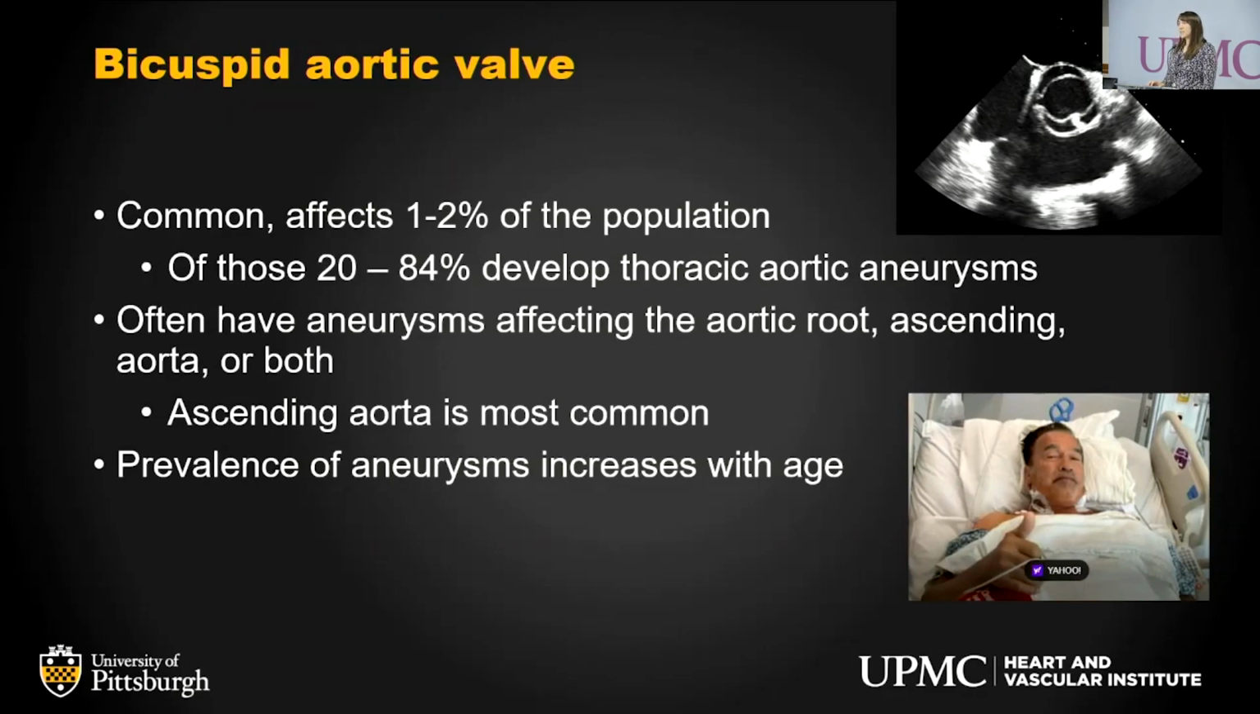This is Arnold Schwarzenegger, probably one of the more famous people who's come out to say he has a bicuspid valve, and this is him after getting a Ross procedure in the hospital. They will usually have aneurysms affecting the ascending aorta most commonly, but it can also affect the root, and the prevalence of aneurysms will increase with age.